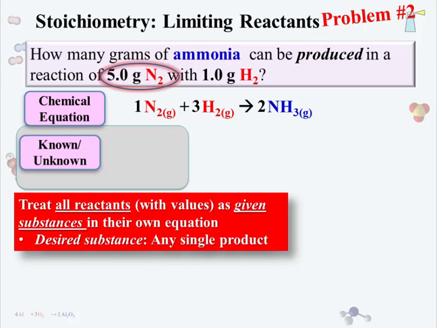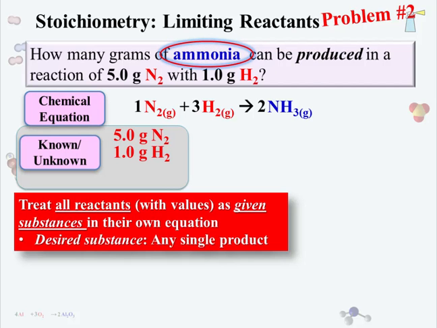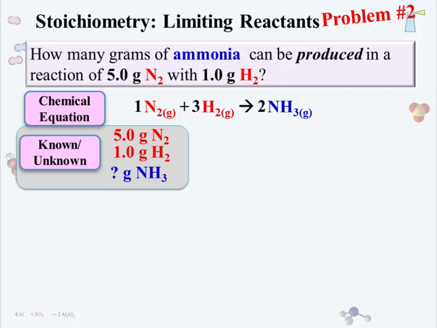Given is 5.0 grams of nitrogen. Add that to the setup. Also given is the 1.0 grams of hydrogen, which is also added to the setup. To find which of these reactants is the limiting reactant, we must find how much each can produce of any single product. The question asks for the amount in grams of the lone product, ammonia. That goes in the setup as the unknown. It is the desired substance.